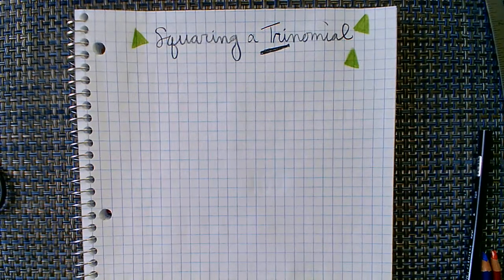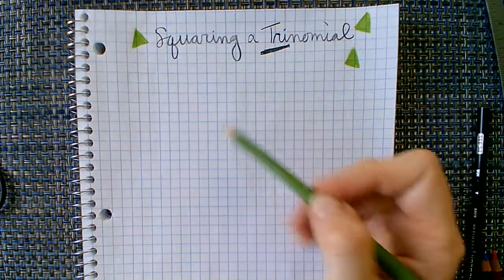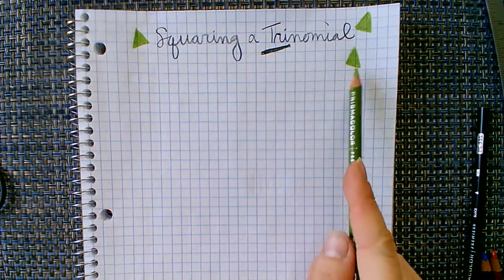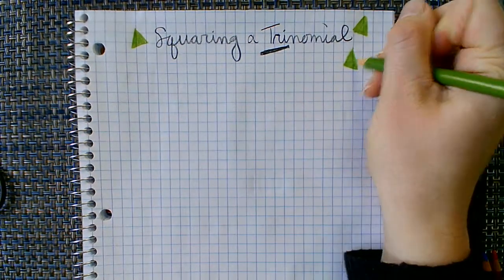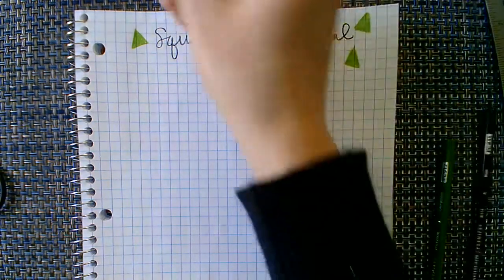So when we're talking about squaring a trinomial, we're not taking a triangle and splitting it into pieces, but rather we are taking a square still, squaring a trinomial, and we're working with 3 numbers.